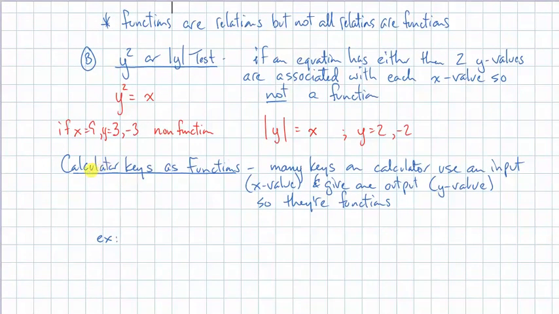Now, one other thing to observe, calculator keys. There are a lot of keys on your calculator that take an input. You punch a number in. That's like an x value. They give you an output. That's kind of like a y value. If one input produces one output, that means they're functions.